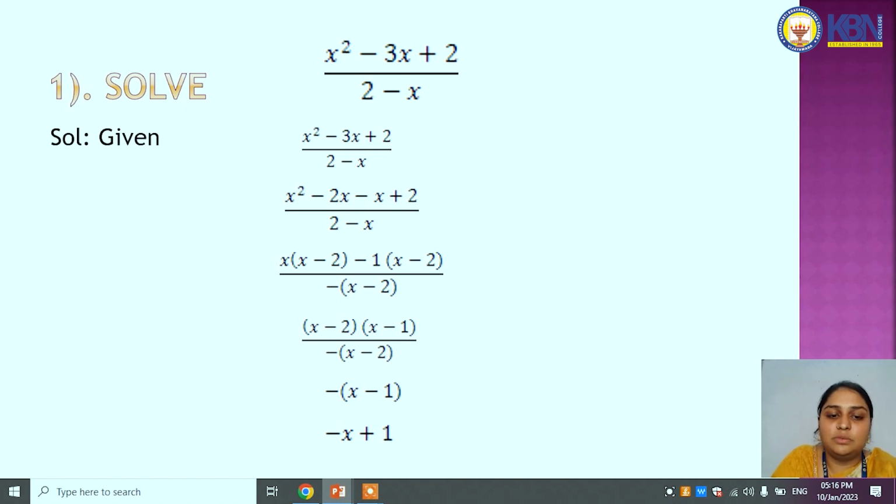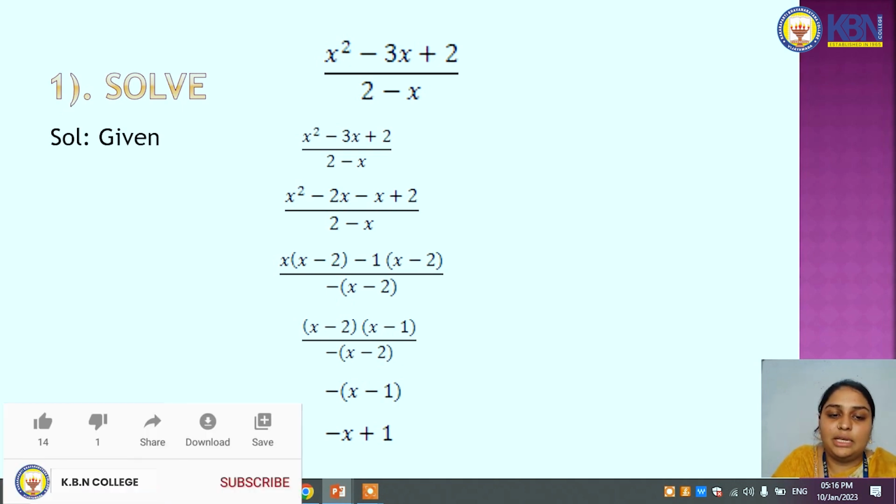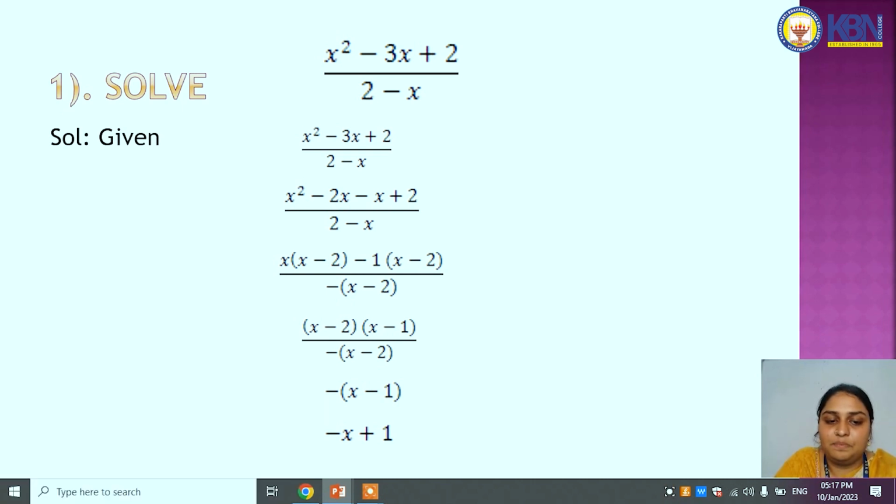Now in both terms we have the common term x minus 2. When we remove it, from the first term we get x and from the second term we get minus 1. Then we get x minus 2 into x minus 1. In the denominator we take the minus as common for the cancellation, then we get x minus 2 into minus 1. Now when we compare, the first term in the numerator and the denominator is the same, so both terms get cancelled. Then we get x minus 1 by minus 1.